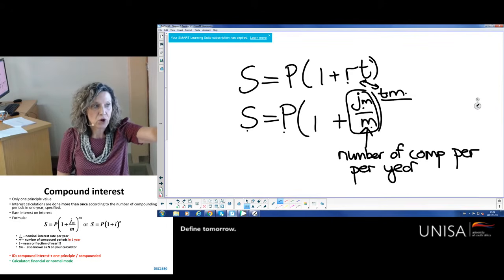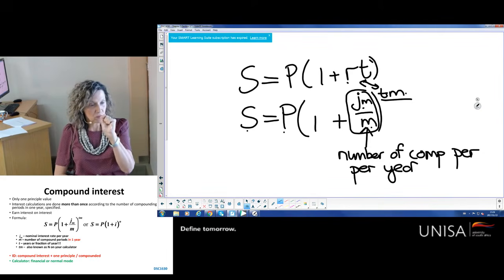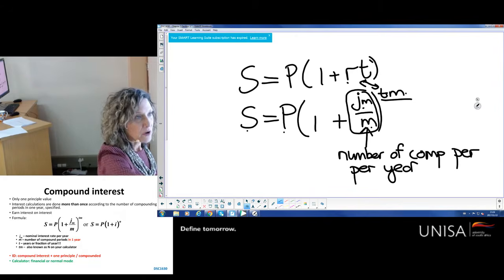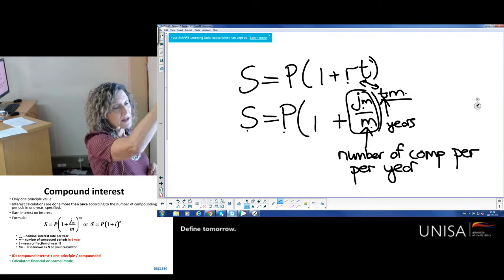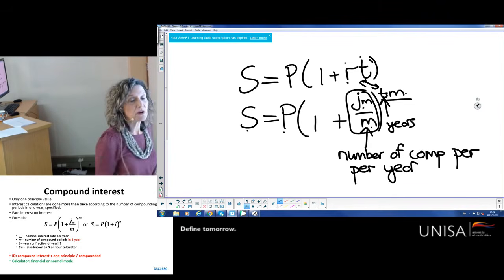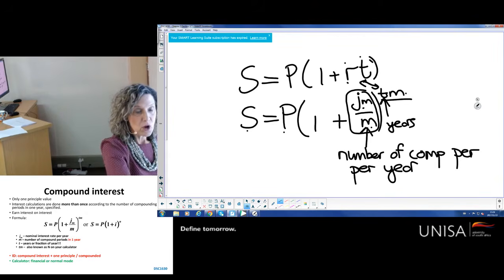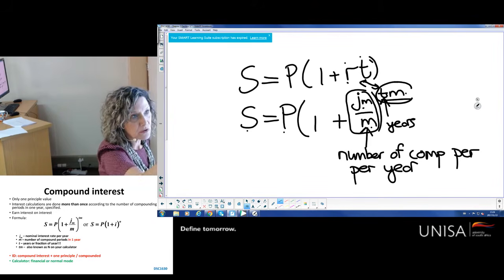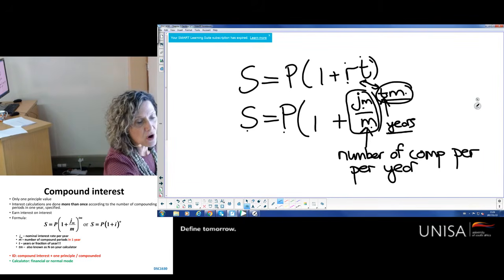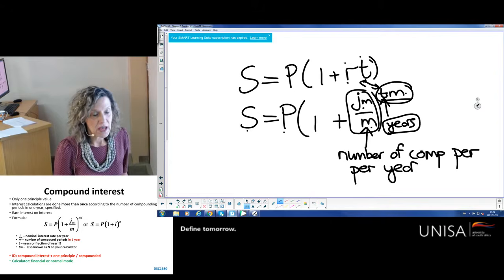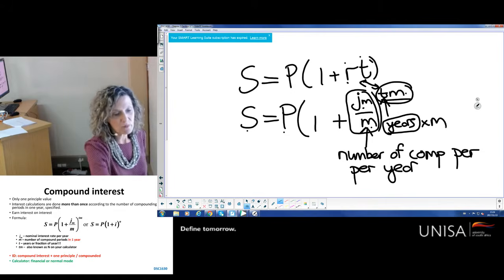So what did we do with the interest rate? We made it smaller, little pieces of interest rate almost. Now, can you remember T is years? The time and the interest rate always go together. So if this is smaller pieces, we need to make our time period also smaller pieces. So the T stays the number of years or fraction of the years, but we multiply it with M, which is the number of compounding periods.